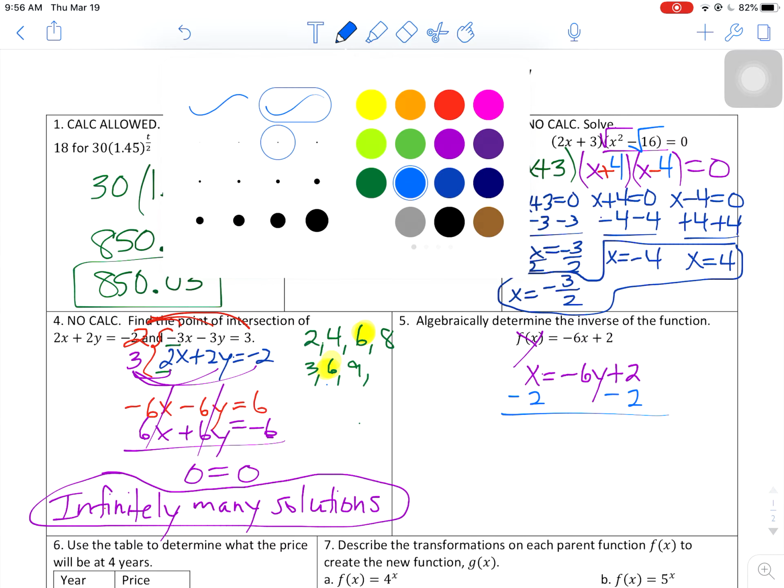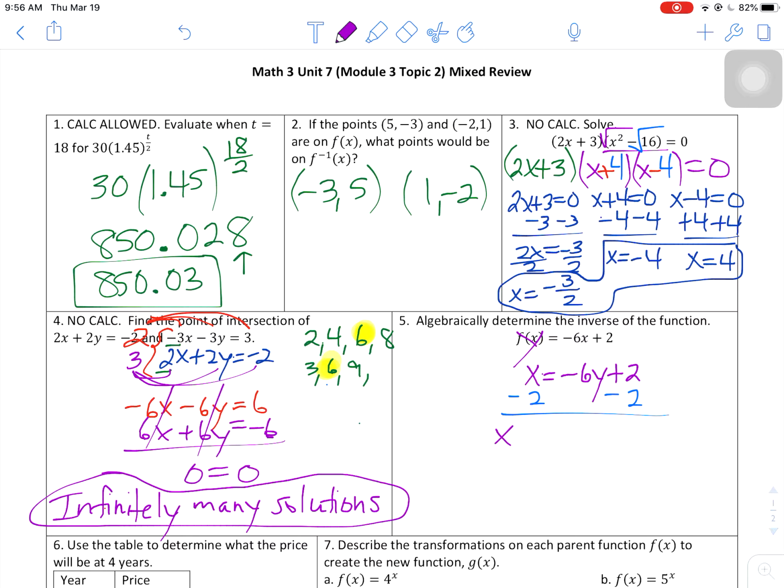So I'm going to subtract 2 from both sides. And remember, on the left side of the equation, x and negative 2 are not like terms. So I'm not going to try to combine those. I'm just going to leave it x minus 2. Then I'm going to get rid of that negative 6. I'm going to undo multiplication by doing division. And then that would be it. X minus 2 all over negative 6 equals y.